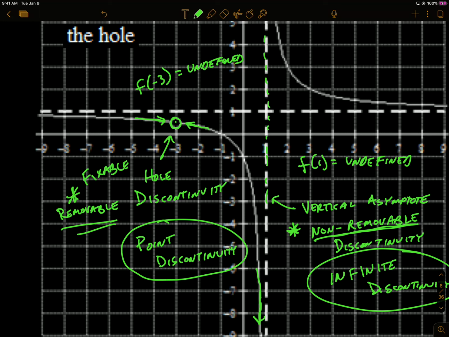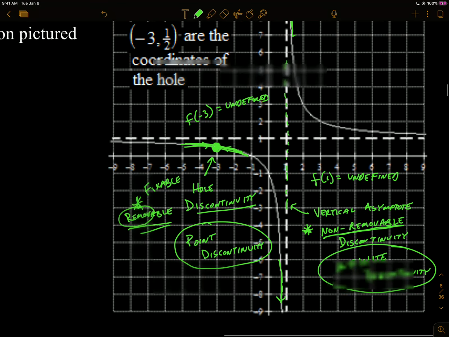If I were to just define f of -3, I would cheat and define it there by just filling in the hole. Now the function would be continuous. I can fix that discontinuity. In other words, I can remove the discontinuity very easily. And now the function would be continuous, and finding the limit is no problem. And that's actually what we're going to do.